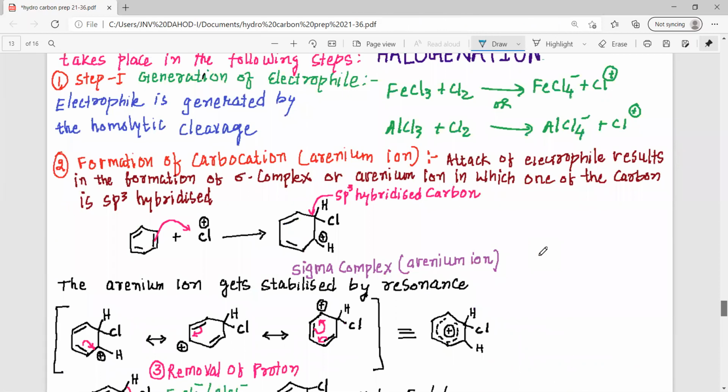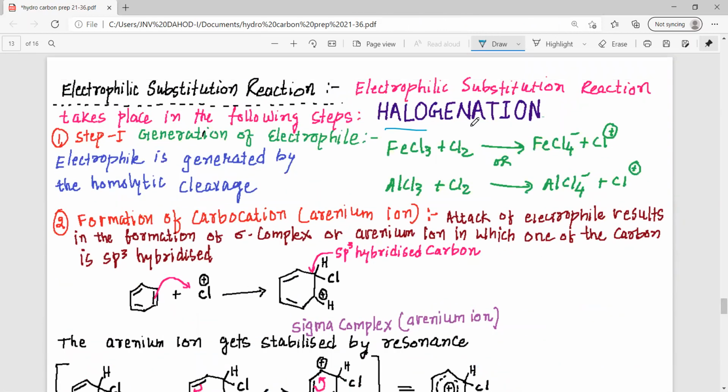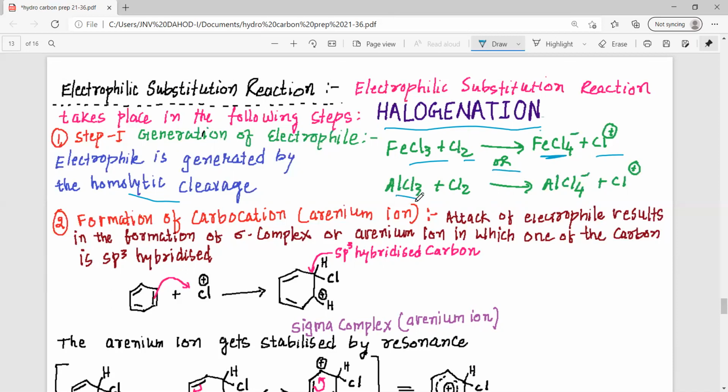In the same way, my dear students, if we want to go for halogenation, halogenation is even possible. In this halogenation process, in the first step, we have FeCl3 and Cl2. Here Cl and Cl undergo cleavage, producing Cl+ and Cl−. This Cl− combines with FeCl3 to give us FeCl4−. Instead of FeCl3, if we use AlCl3, please remember that AlCl3 also reacts with Cl2 and gives us AlCl4− and Cl+.